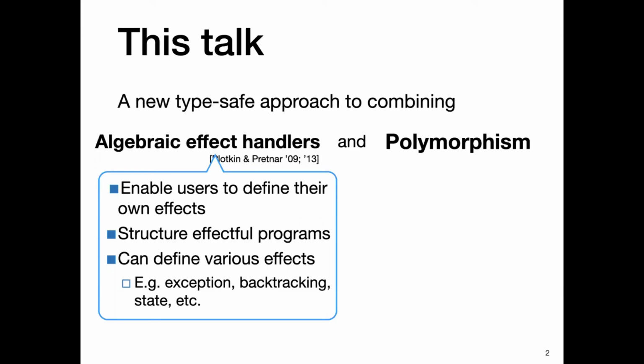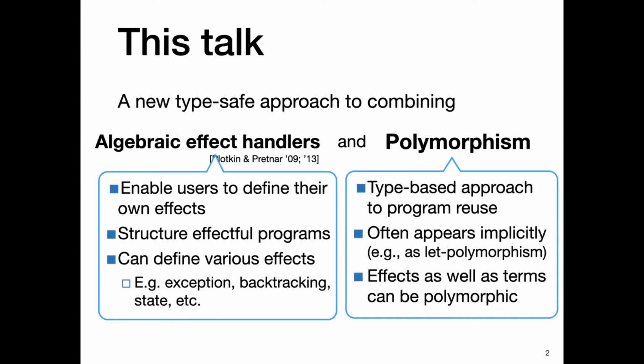Another feature we consider in this work is polymorphism. In particular, we consider implicit polymorphism as a let polymorphism. And by combining these two programming features, we can make not only expressions, but also effects polymorphic.